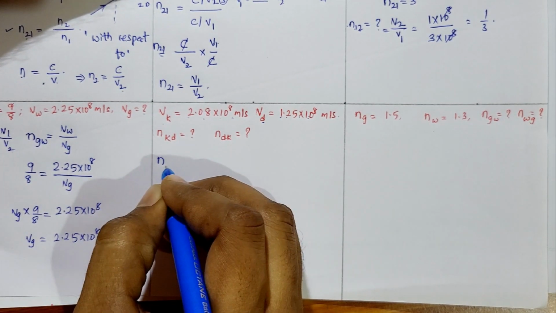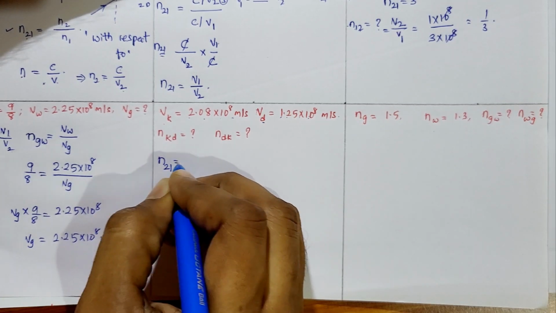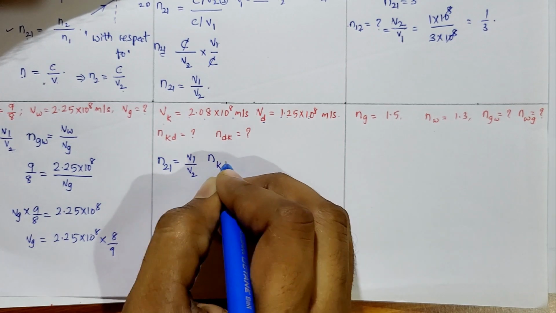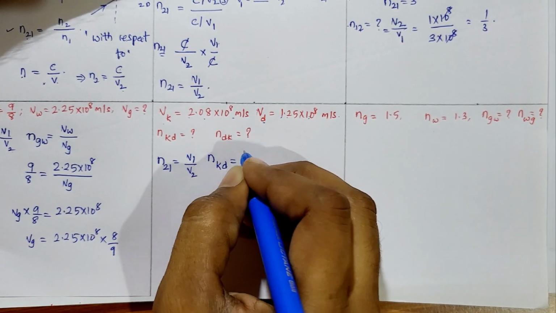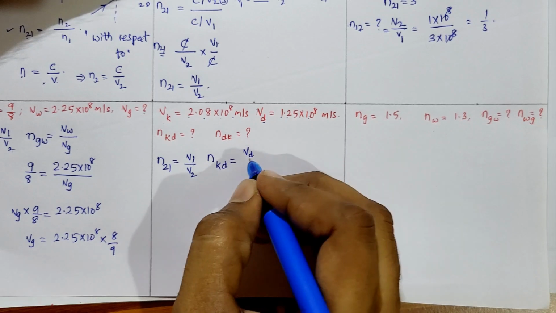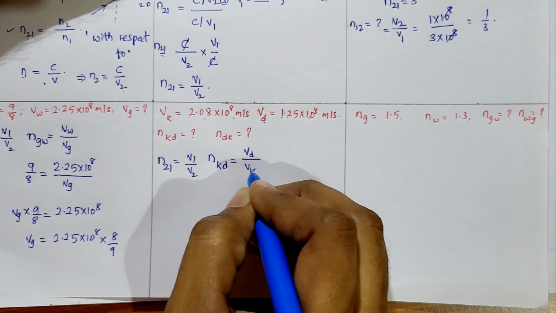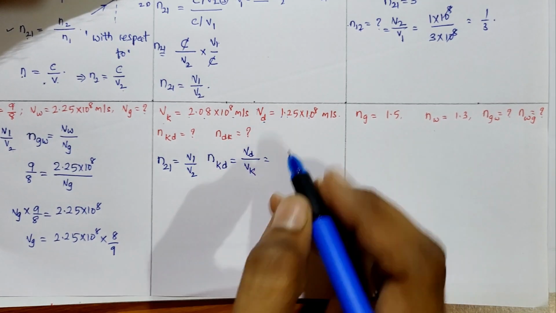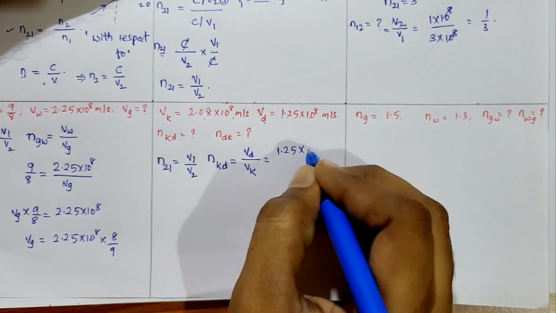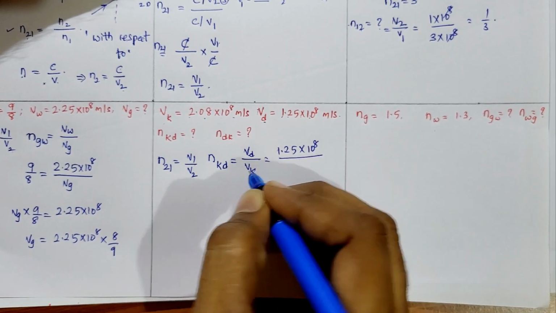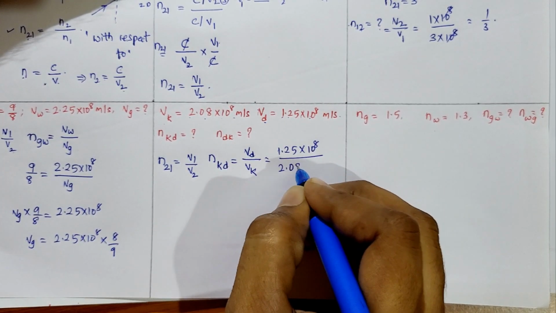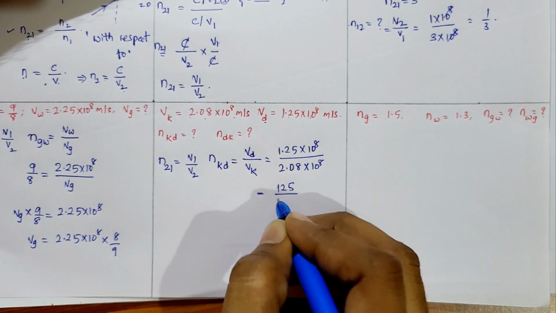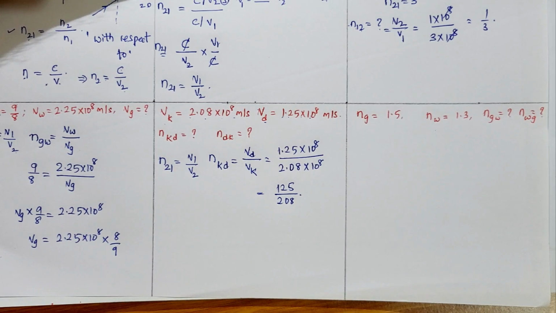So refractive index of second medium with respect to first medium will be V1 divided by V2. So refractive index of kerosene with respect to diamond will be speed of light in diamond divided by speed of light in kerosene. Now, what is speed of light in diamond? Diamond is 1.25 into 10 power 8 divided by speed of light in kerosene 2.08 into 10 power 8. It is going to be 125 divided by 208.